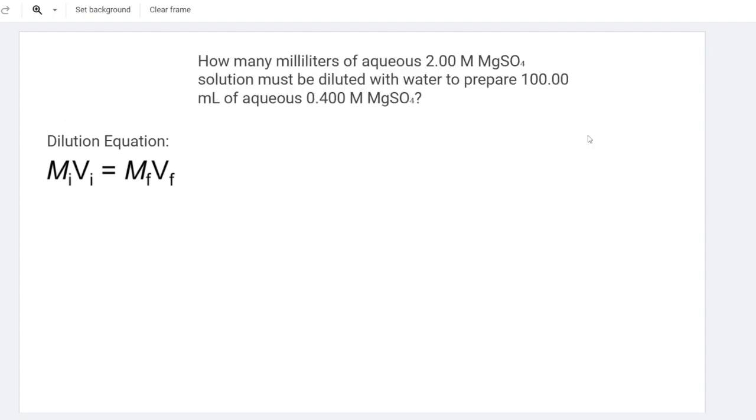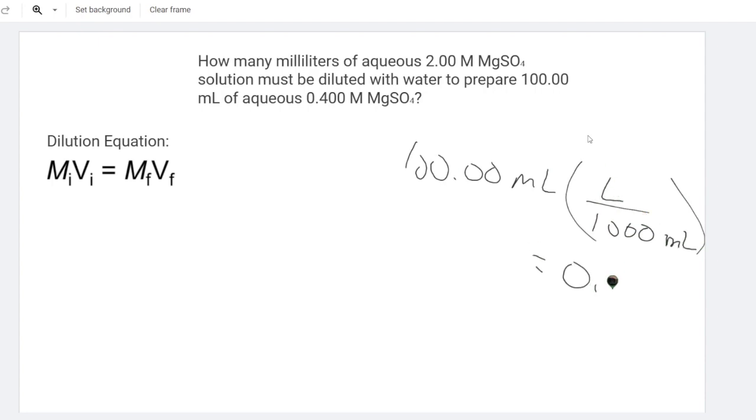How many milliliters of aqueous 2.00 molarity MgSO4, or magnesium sulfate solution, must be diluted with water to prepare 100.00 milliliters of aqueous 0.400 molarity magnesium sulfate? Let's firstly convert our 100.00 milliliters into liters, and we get 0.1 liters. Now, let's fill in for the dilution equation.